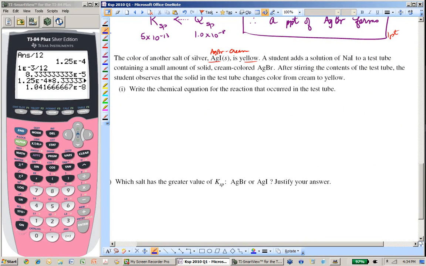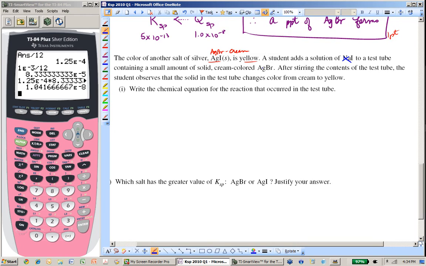AgI is yellow. A student adds a solution of NaI to a test tube containing a small amount of the AgBr. Okay, so AgBr is already solid in there. Now we're going to add NaI. You know, the Na is just a spectator. So you're adding I minus.